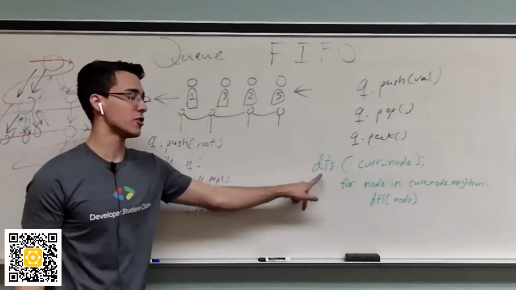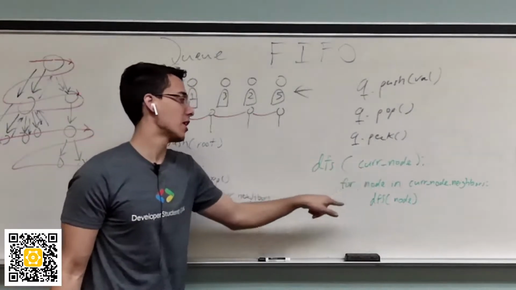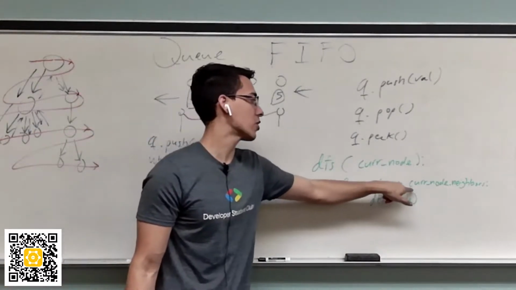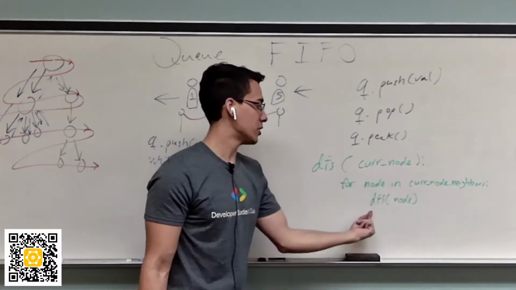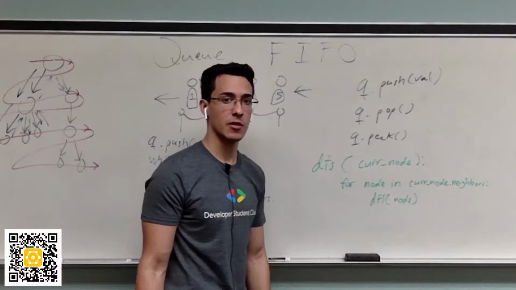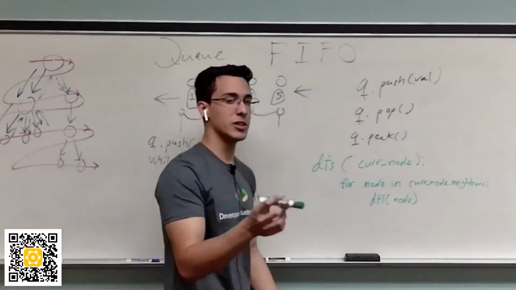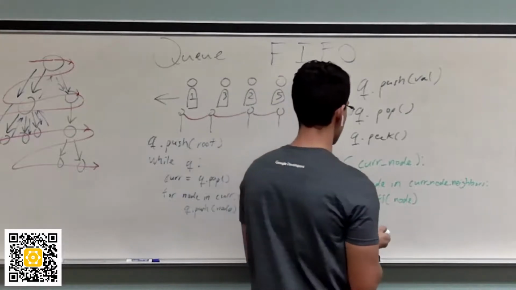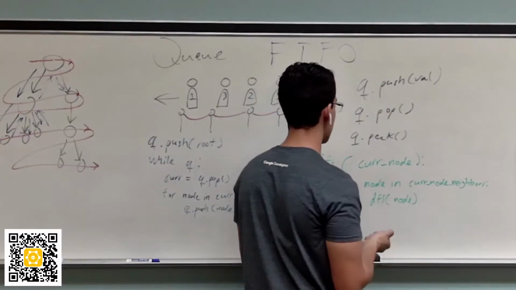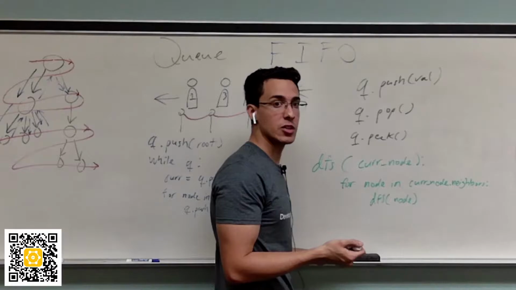So this is a recursive function that takes in the current node, and then for each node in current node.neighbors, which is a list of nodes that it would have, we DFS on that. All right. Oh, and yes, of course, you do need to make sure that you've already visited it. So let's say we had a hash map or a dictionary.